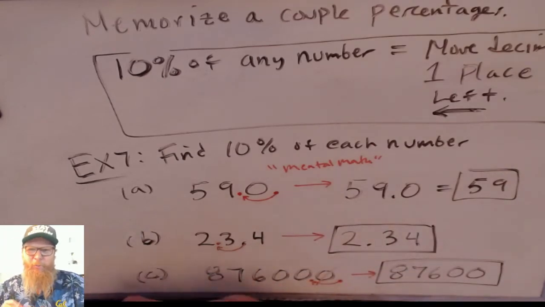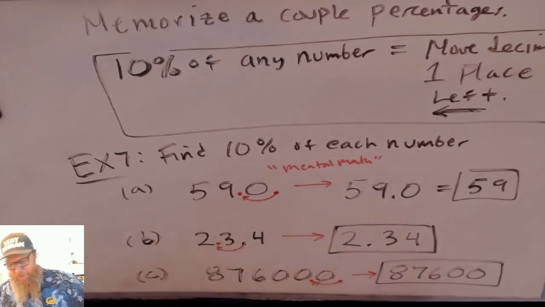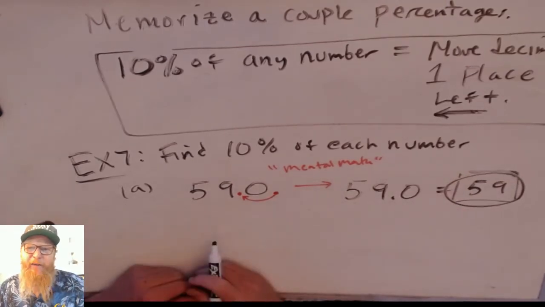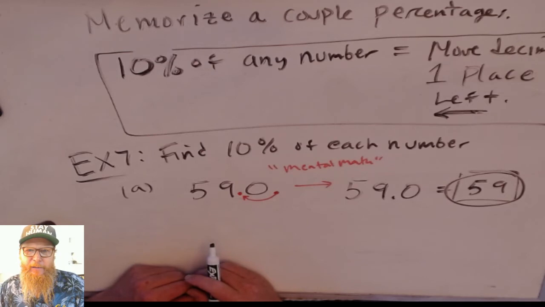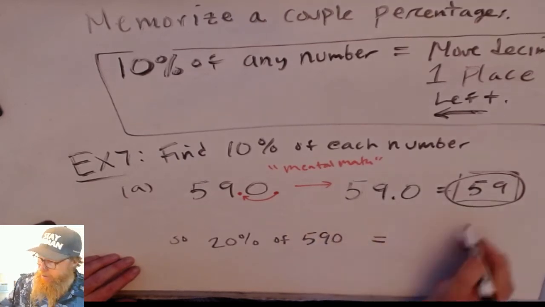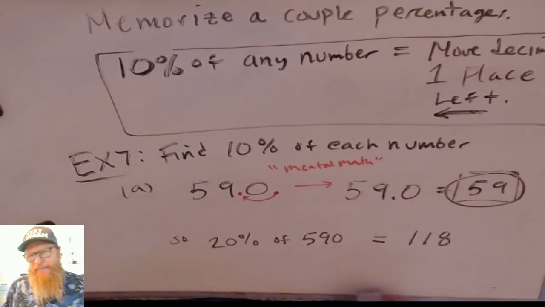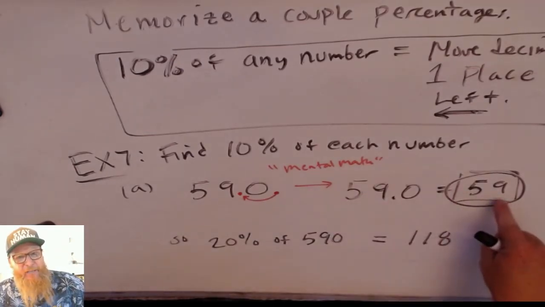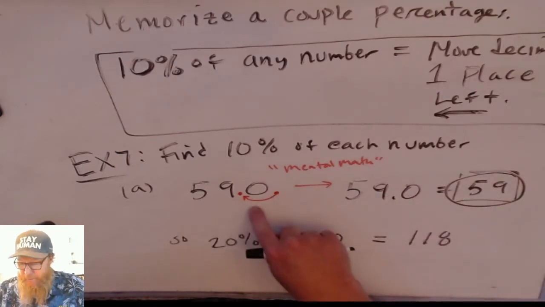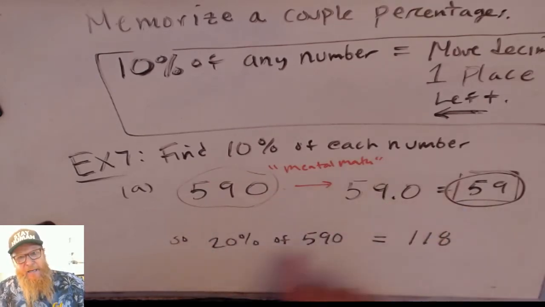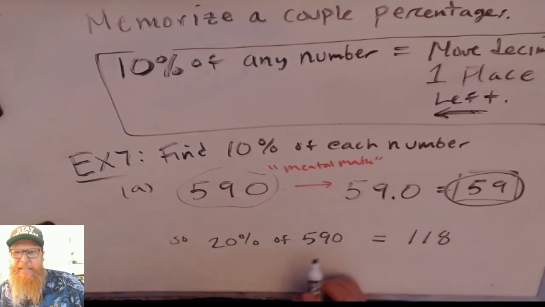Now this trick really comes in handy, because if you know how to find 10%, let's take this for example, then you can easily find 20%. So 20% of 590 would be what? 118. Just using mental math, you know that 10% of 590 was 59. So that means 20% of 590 must be 118.